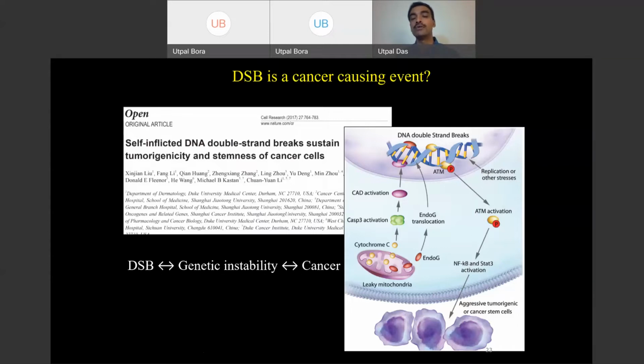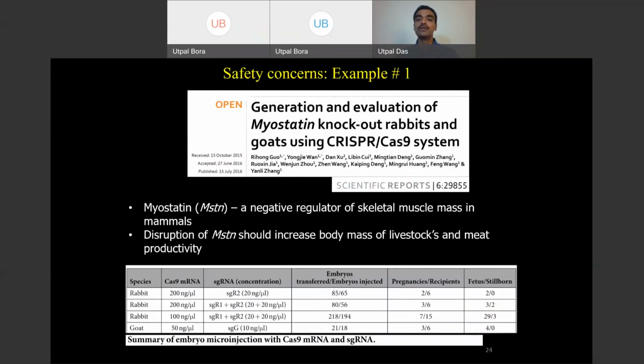So we cannot rule out any further issues if unintended double-stranded breaks happen in the chromosome. So 3 examples I'm going to give you today.